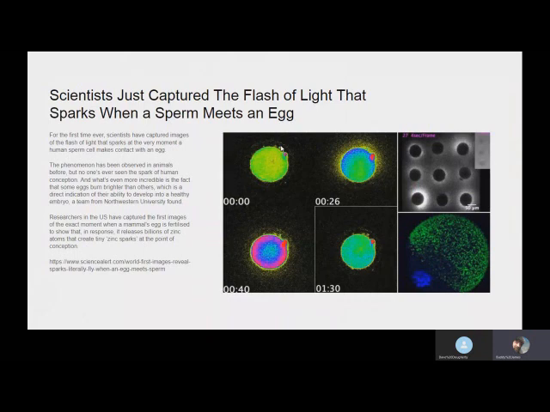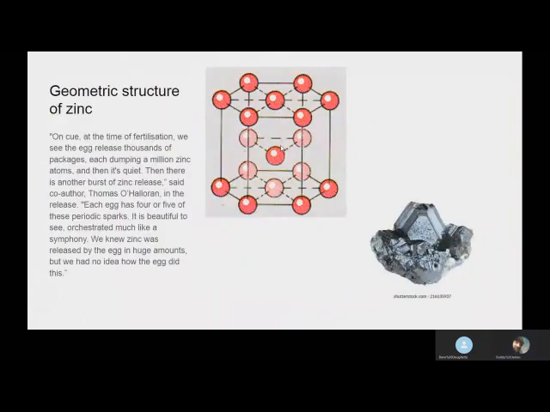And what's even more incredible is the fact that some eggs burn brighter than others, which is a direct indication of their ability to develop into a healthy embryo, a team from Northwestern University found. Researchers in the United States have captured the first images of the exact moment when a mammal's egg is fertilized to show that, in response, it releases billions of zinc atoms that create tiny zinc sparks at the point of conception.